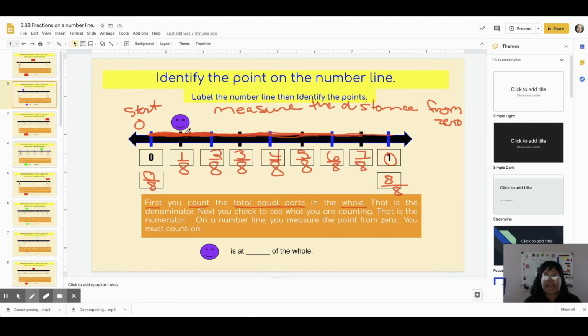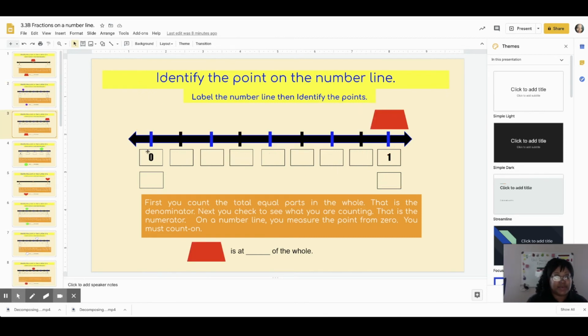Then I go back and I answer the question. Where is the smiley face? It is at 1/8 of the whole. Always, promise me, always, take an oath, always label your unit fractions on a model, and on a number line, we count on and we label all the points on the number line. All right, let's look at the next one.